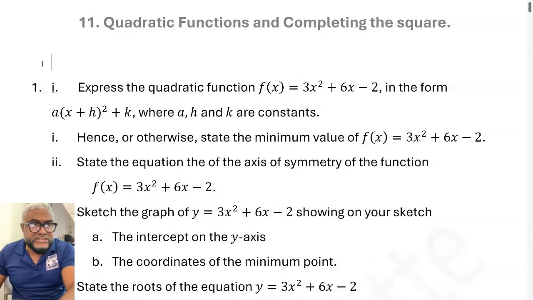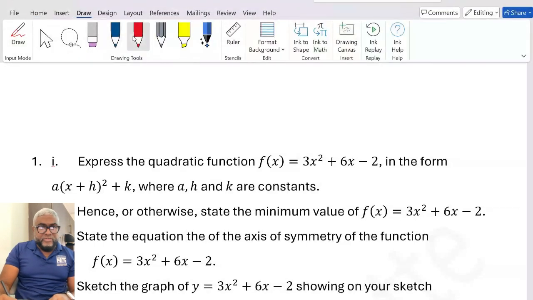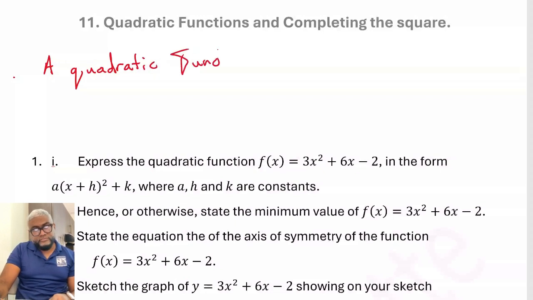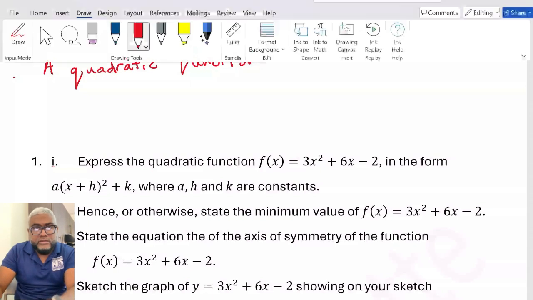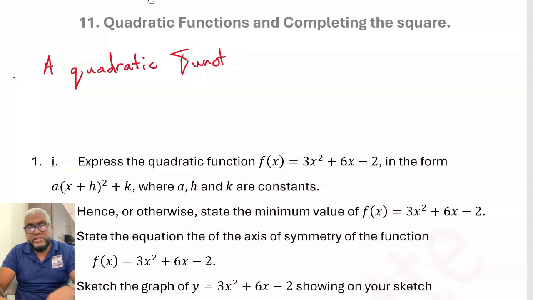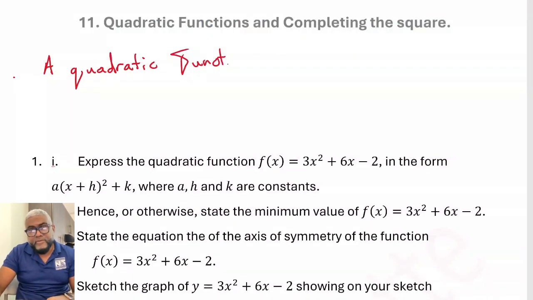I'll write a few notes here and then we jump into the questions. Quadratic functions. Make it pop in red if you can. This is important stuff. Try to write at the same speed I'm writing so I don't have to wait for you all, okay? A quadratic function.